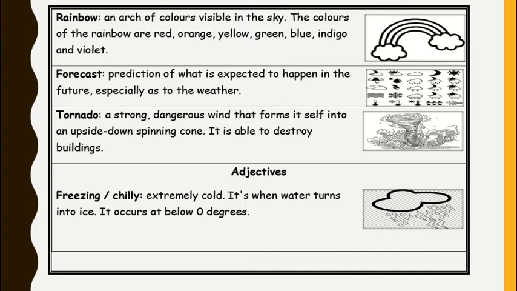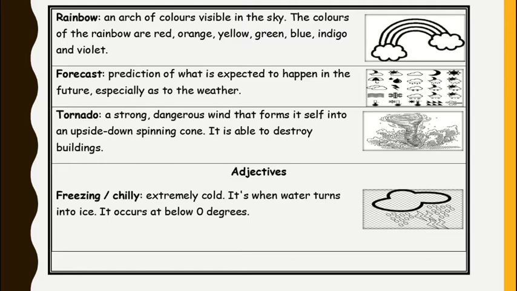Okay, next, forecast. Forecast is a prediction of what is expected to happen in the future, especially as to the weather. For example, sometimes you will find that there is something called weather forecast. It means that specialized people expect what the weather is going to be tomorrow. For example, tomorrow is going to be sunny, it's going to be cloudy, it's expected to have some rain tomorrow. This thing is called forecast. I just forecast the weather for the future.